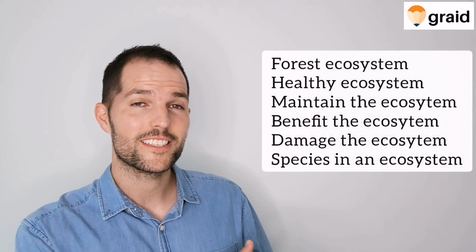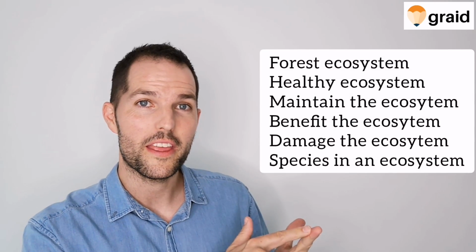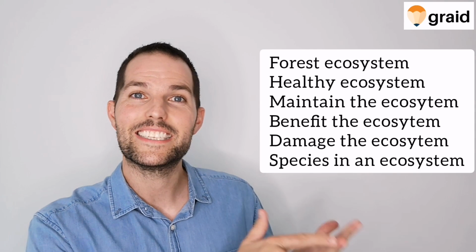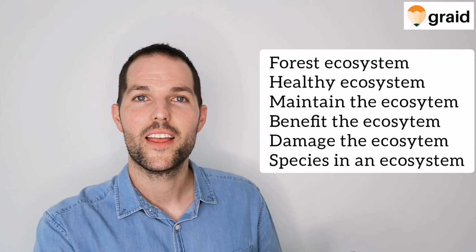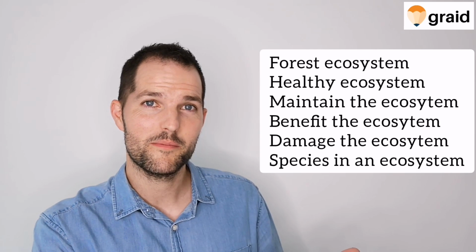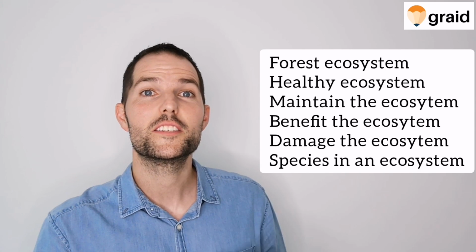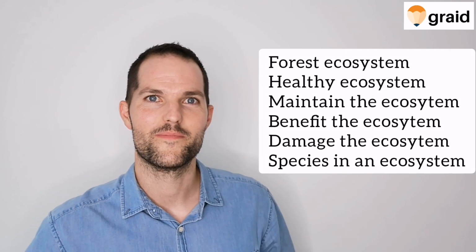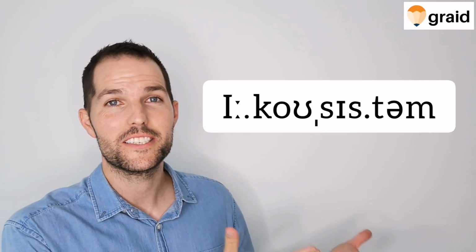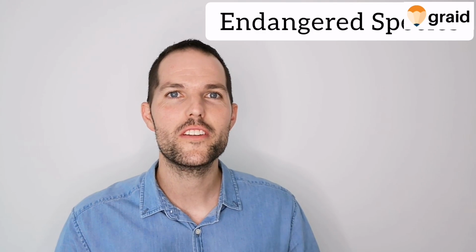The most common collocations for the word ecosystem are forest ecosystem, healthy ecosystem, maintain the ecosystem, benefit the ecosystem, damage the ecosystem, and species in an ecosystem. And the pronunciation is ecosystem. The fourth key word is endangered species.